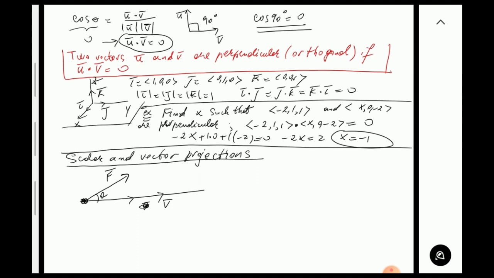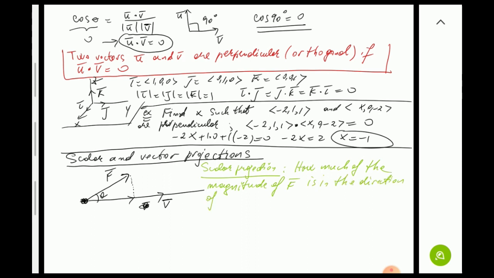So notice that you may want to know how much of the magnitude of F actually is in the direction of the motion. You can ask lots of questions, but roughly speaking, in words, the whole point of the scalar projection at least, is that you want to figure out how much of the magnitude of F is in the direction of v.